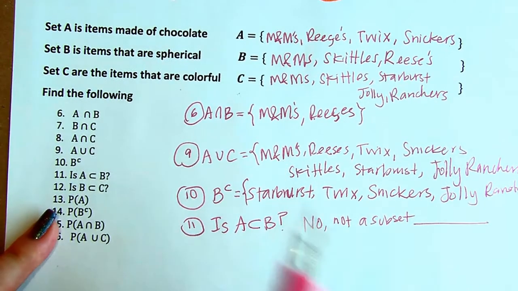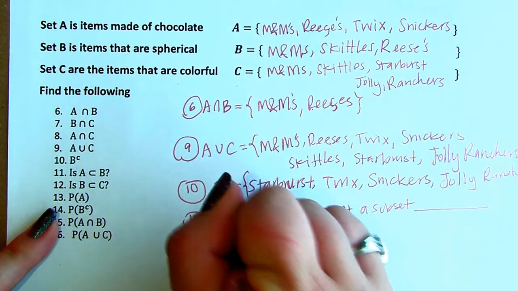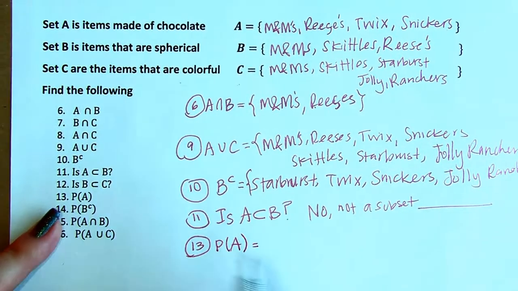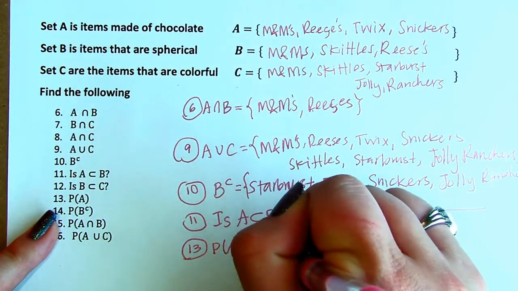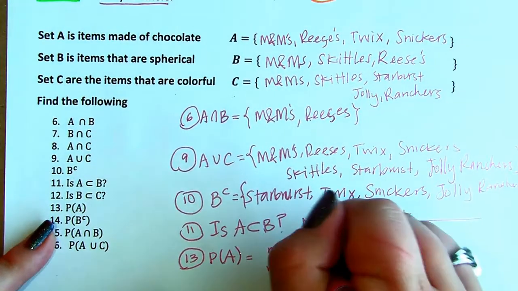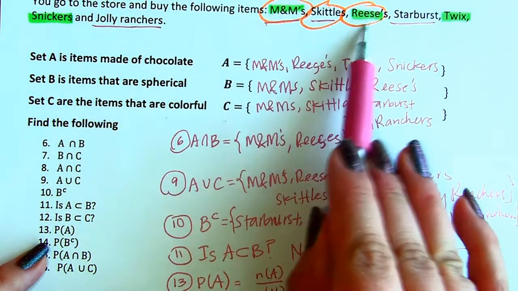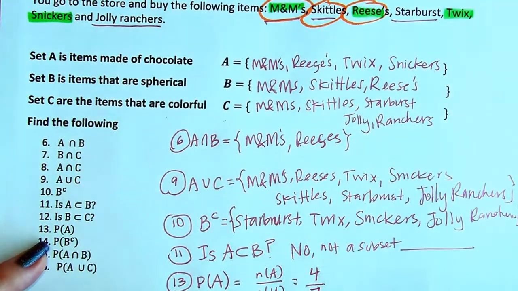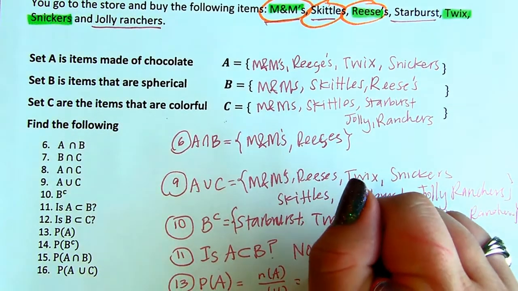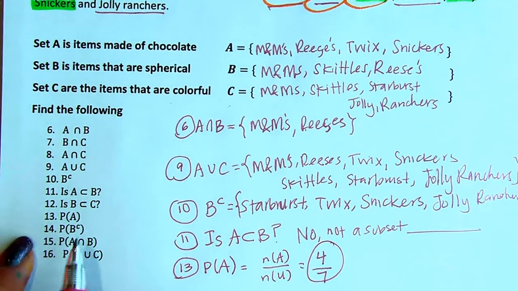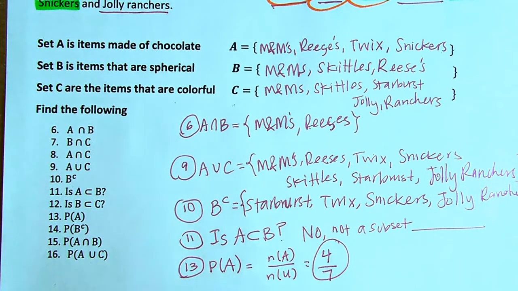Probability of A. Number 13. Probability is how many items A has divided by the number of things in our universe, or our total. So A has 1, 2, 3, 4 items, and then our universe is 1, 2, 3, 4, 5, 6, 7 items. So 4 over 7 is our probability for that one. And very similar, find how many items are in all the other ones divided by the universe to find the probabilities of those.